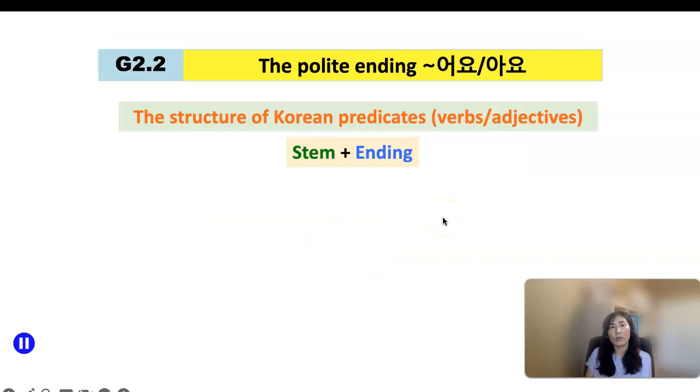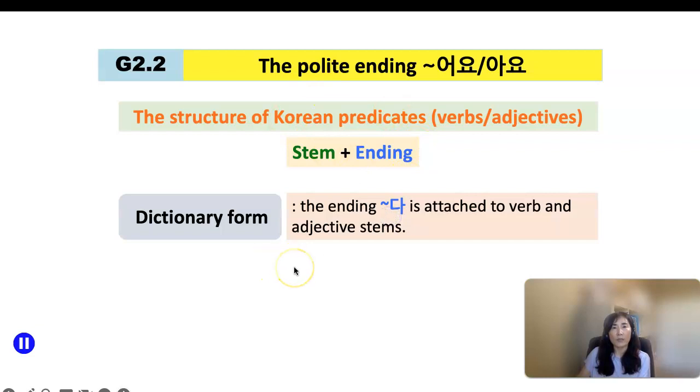Now, I just want to talk about the structure of Korean predicates, verbs and adjectives. Korean predicates are composed of two parts, stem and ending. The stem has its own meaning, and its form is maintained regardless of any conjugation or any situation. It does not change at all. But the ending always changes. When you look for a predicate in the dictionary, you find the dictionary form. All predicates end with 다.